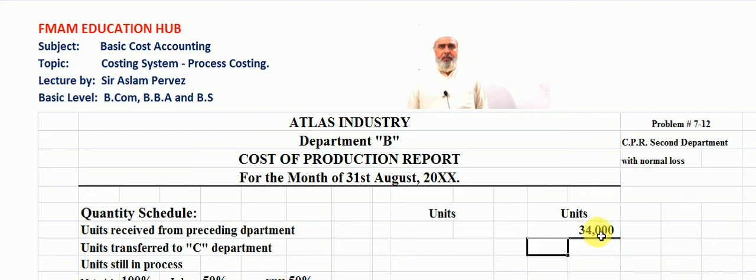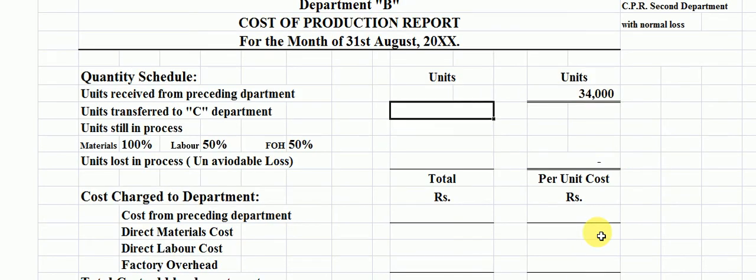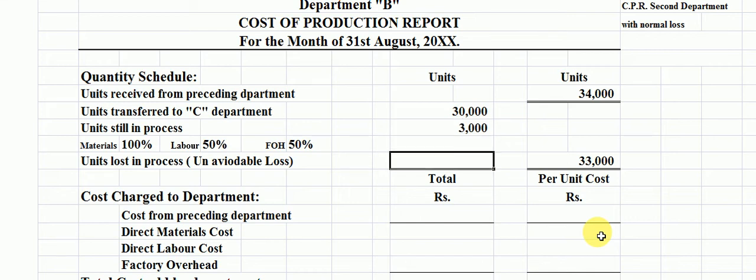Now units completed and transferred to the next department, department C, are 30,000 units. Units in process at the beginning are 3,000 units and units in closing process are 1,000 units. Friends, we are looking at both figures, and the starting and ending are also equalized. Now we move to the second section.